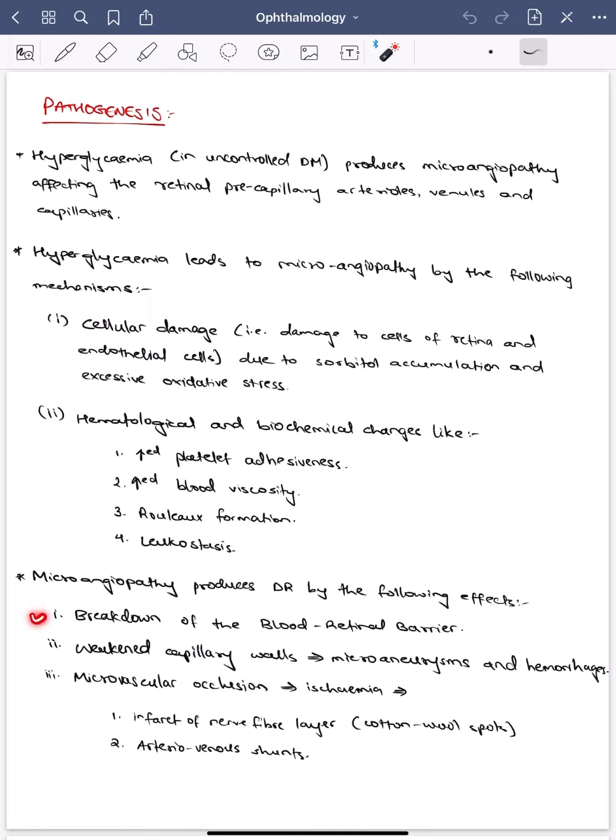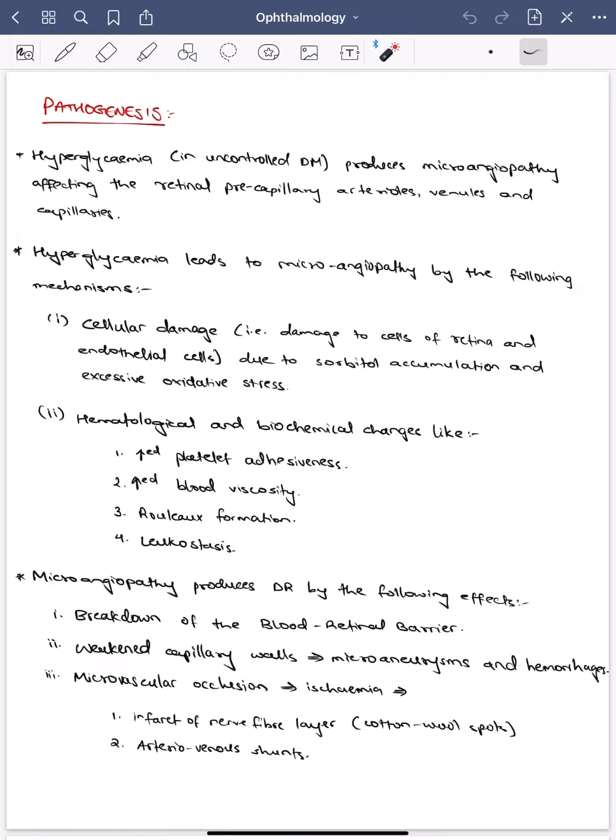The first is breakdown of the blood retinal barrier. Second is weakened capillary walls. Now, this can lead to microaneurysms and hemorrhages. The third is microvascular occlusion, which leads to ischemia, and ischemia of the retina leads to the infarct of the nerve fiber layer, and this can be seen as cotton wool spots. And the fourth is the formation of arteriovenous shunts.